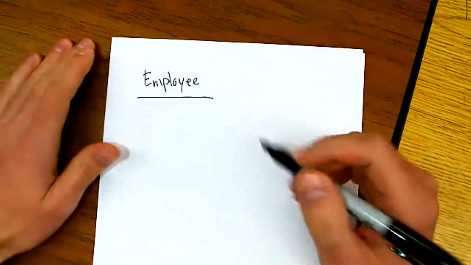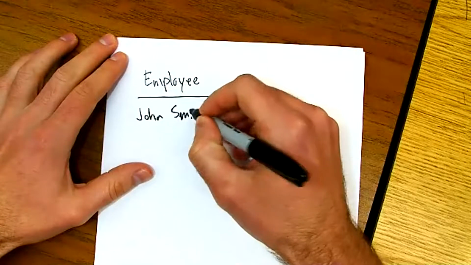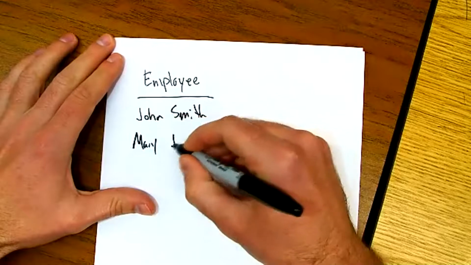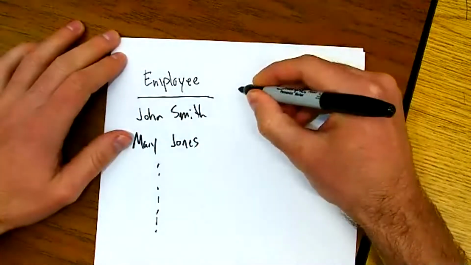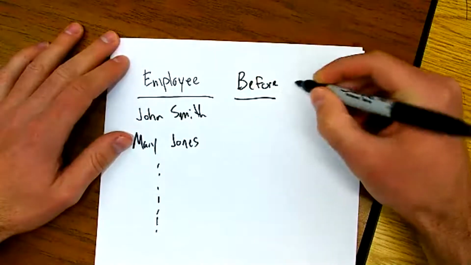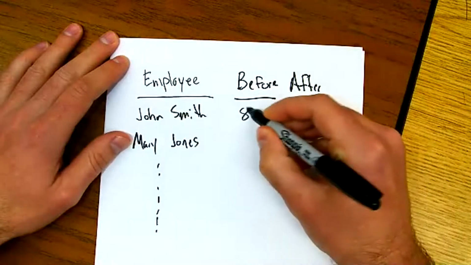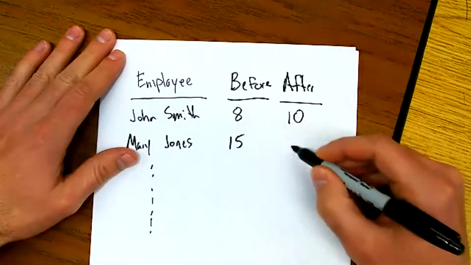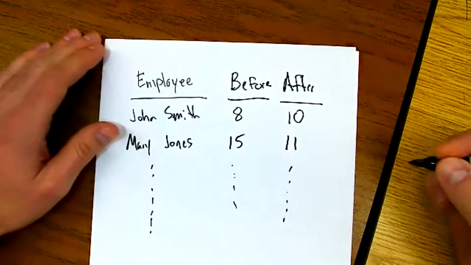Okay. So maybe I've got, I don't know, John Smith, Mary, Jones, right? I've got a bunch of different people. I'm then going to have what their productivity was before, and I'm going to have what their productivity was after. So maybe, I don't know, this is some units of something. So maybe this is 15, goes down to 11. I could have this for every single employee.